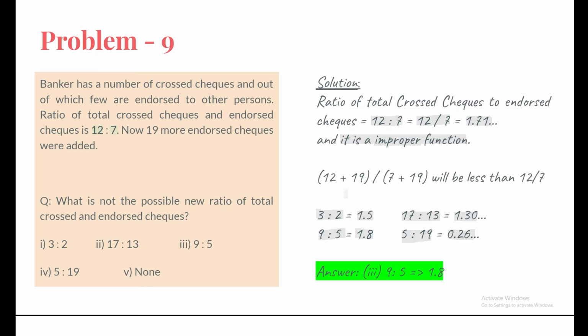So these can be a possibility, but 9:5, that is 1.8, is greater than 1.7, so it is not possible to be a new ratio. So I hope you understood the approach. We are not solving anything, we're just looking at the ratio and using the properties to get the answer. Let's move on to the last problem in this series.